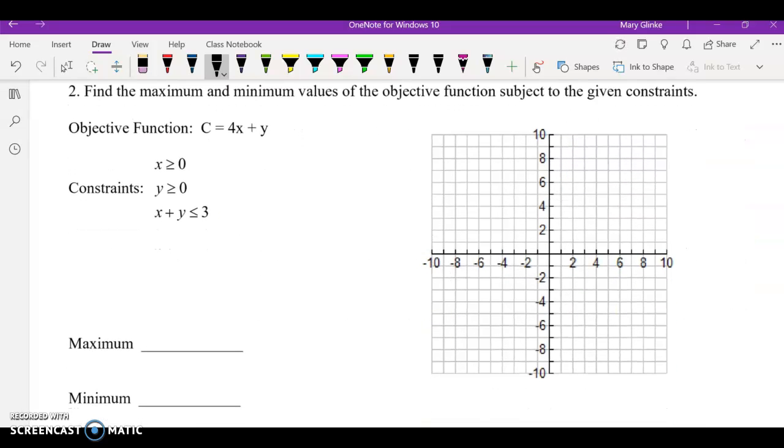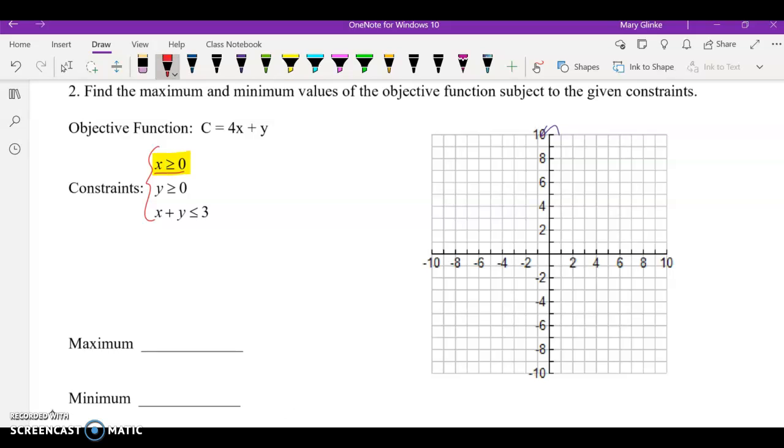Let's take a look at objective functions and maximization problems. This jumps to chapter 3, so if you want to look back in your notes, this is in chapter 3. You're going to be given different constraints. This represents a system of inequalities, so we are going to graph each of these different inequalities.